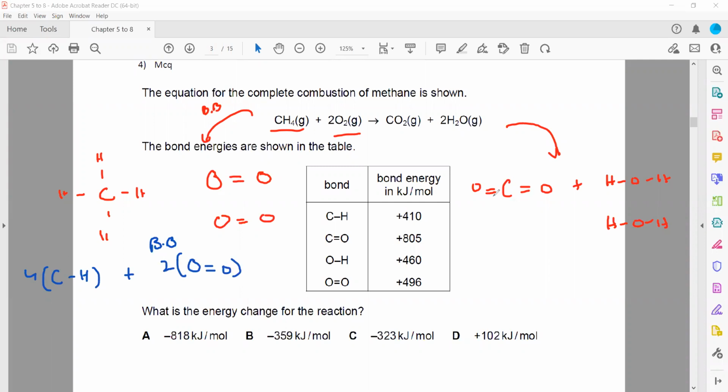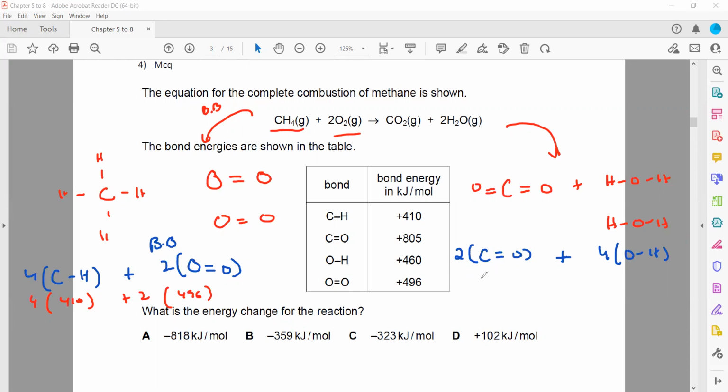Then for bond forming, O-C or C-O is the same thing, it does not make a difference. So one O-C and the other one is C-O, so two C=O bonds are there. And O-H and H-O is the same thing. So how many O-H bonds are there? 4 O-H bonds. Then we substitute the values. So this will be 4 into 410 plus 2 into 496.